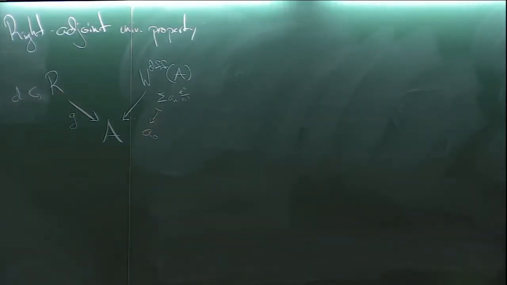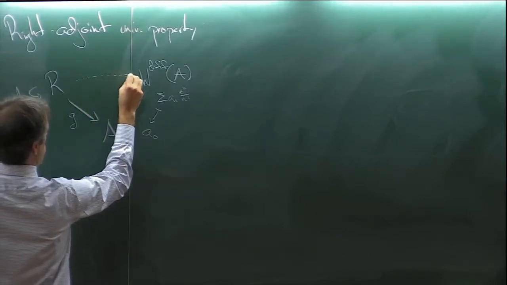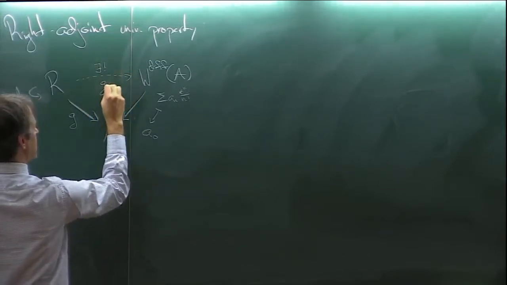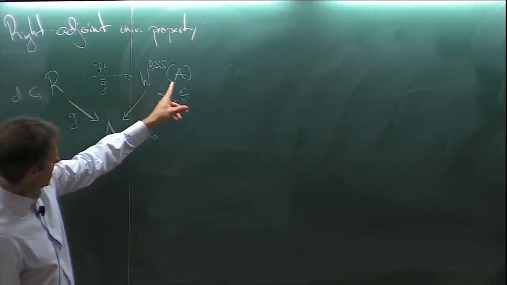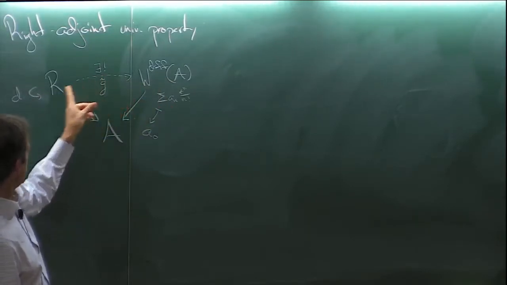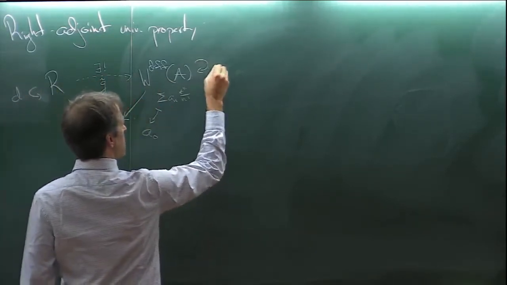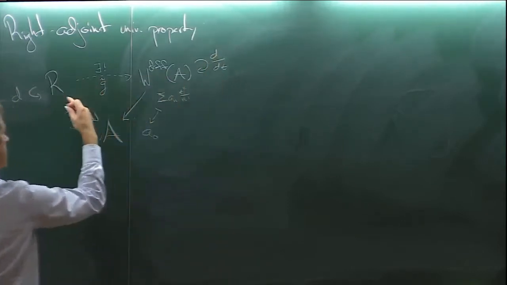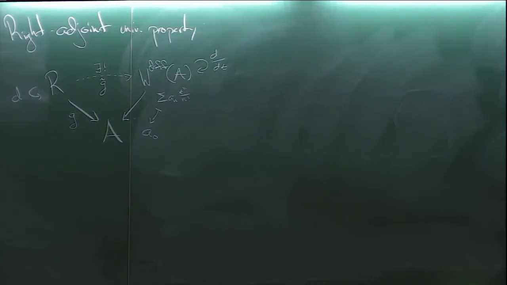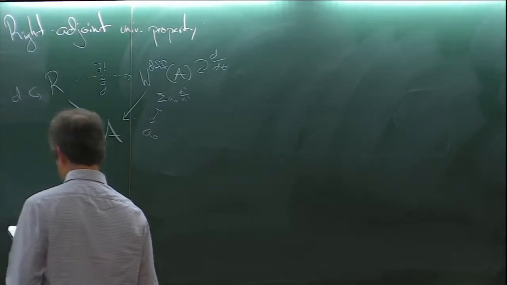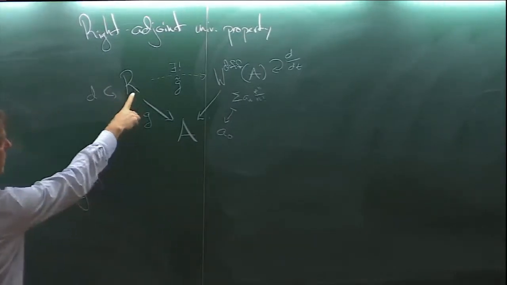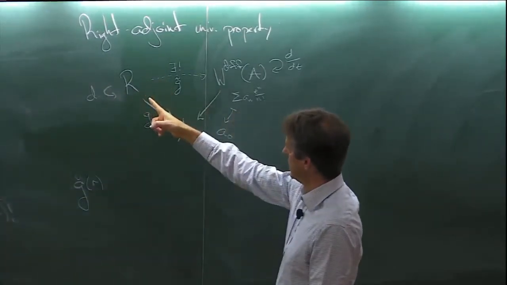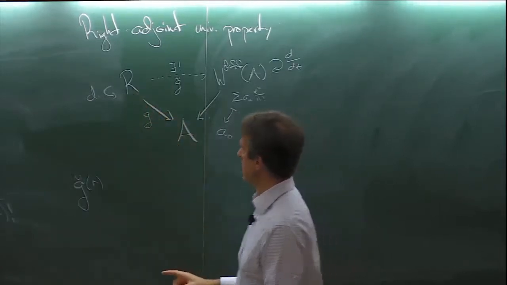And what we have to show is that there exists a unique lift, which we'll call G tilde, from R to W diff of A, which is now a homomorphism of differential rings. So this also has a differential d by dt. So this vanilla ring map lifts to a unique differential ring map. So that's what the definition of right adjoint is. And in fact, it's easy to just say what it is. So G tilde of an element r, you just take the Taylor series of r in a formal sense and then apply G to every coefficient.